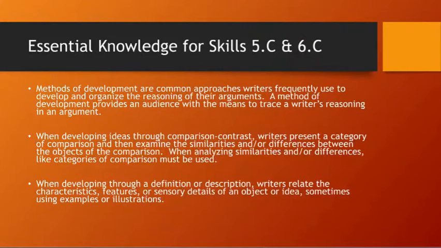And so, as we talked about in Unit 3, methods of development are common approaches writers frequently use to develop and organize the reasoning of their arguments. A method of development provides an audience with a means to trace a writer's reasoning in an argument. When developing ideas through comparison and contrast, writers present a category of comparison and then examine the similarities and/or differences between the objects of comparison. When analyzing similarities and/or differences, like categories of comparison must be used. When developing through definition or description, writers relate the characteristics, features, or sensory details of an object or idea, sometimes using examples or illustrations.